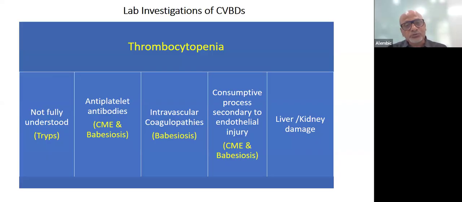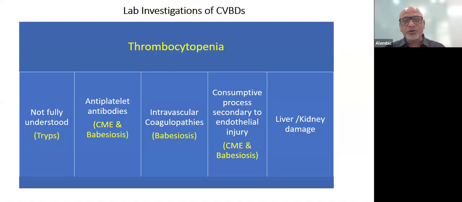In Babesia gibsoni, as I've said, there is intravascular clotting. Obviously, when you say intravascular clotting, there is utilization of a large number of thrombocytes, and that is the reason for thrombocytopenia. Then there is also injury to the endothelium of the capillaries, and in order to heal that, the thrombocytes are used, so a consumptive process is there.